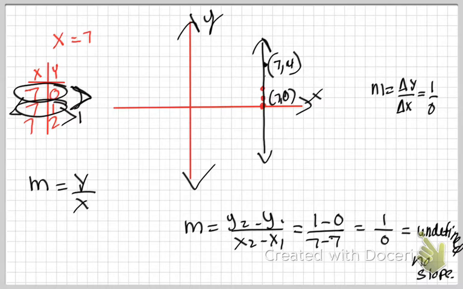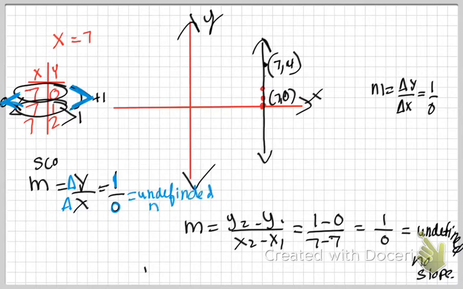Another way is, remember I told you that we can just do the change in the y over the change in the x. So this is your change. What's the difference from 1 to 0? 1. That's the change in the y's. What's the change in the x's? 0. So you see the zeros there, then you say undefined. Do you understand? Or you can say no slope.